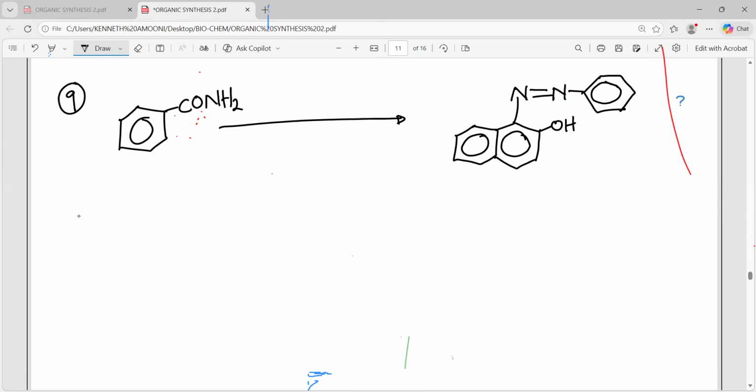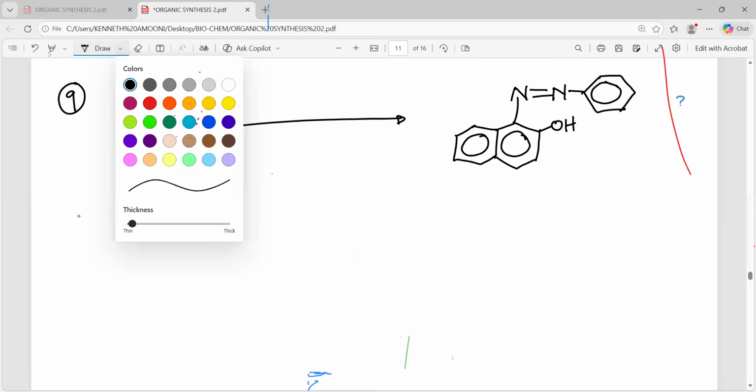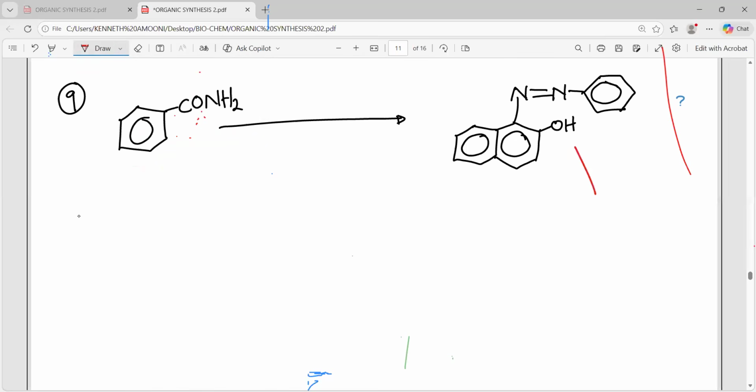It's an azo dye. So we are moving from that up to that compound. Now, the moment you look at that compound, don't get scared. Sit down, take a deep breath, and remember, where have you ever seen that compound from? This final compound, we studied it when we were looking at the coupling reactions of phenol.